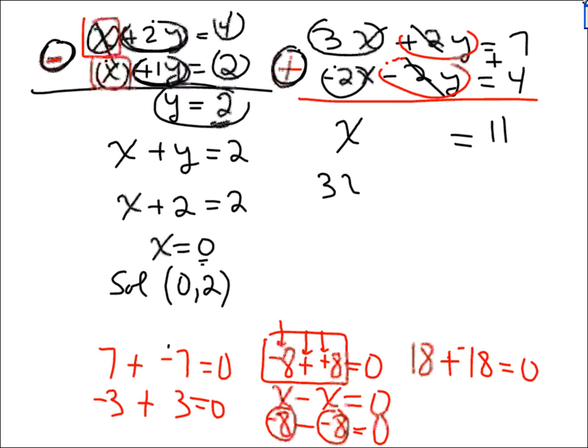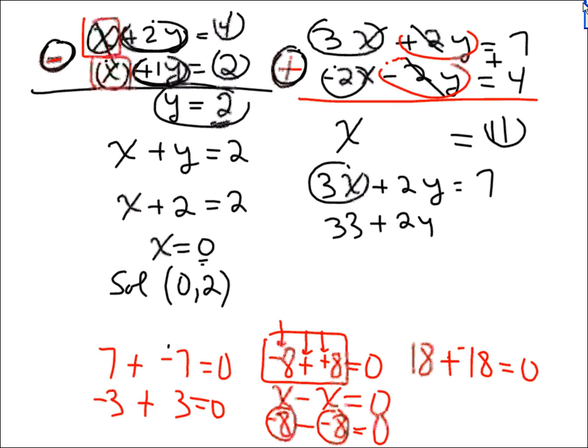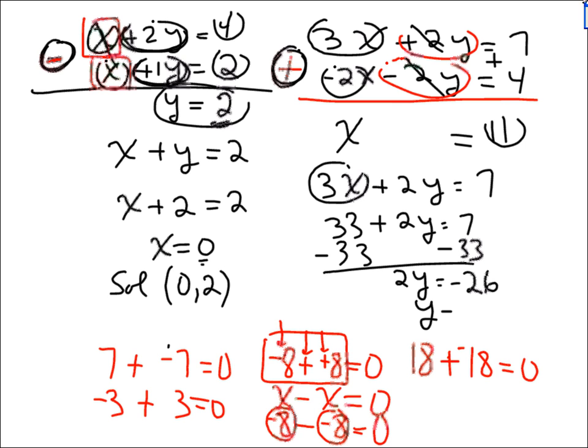We know that 3x plus 2y is 7, the first equation. Well, 3x, if x is 11, well, that's 33. 33 plus 2y is 7. Take away 33 from both sides, and you'll conclude that 2y equals -26. So y is -13. And the solution will be x, which is 11, comma y, 11, comma -13. Those two lines intersect at 11, -13.